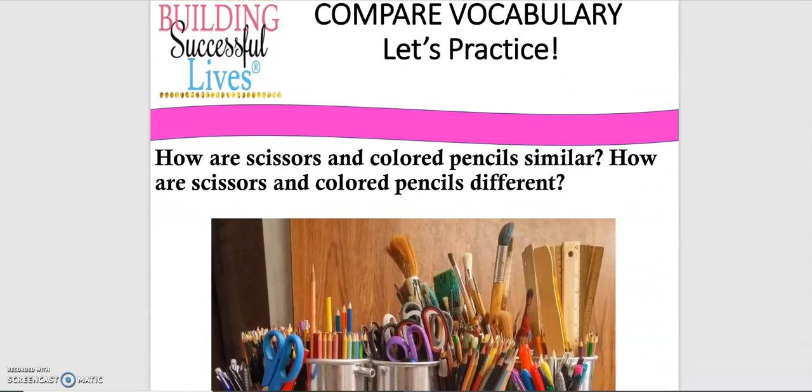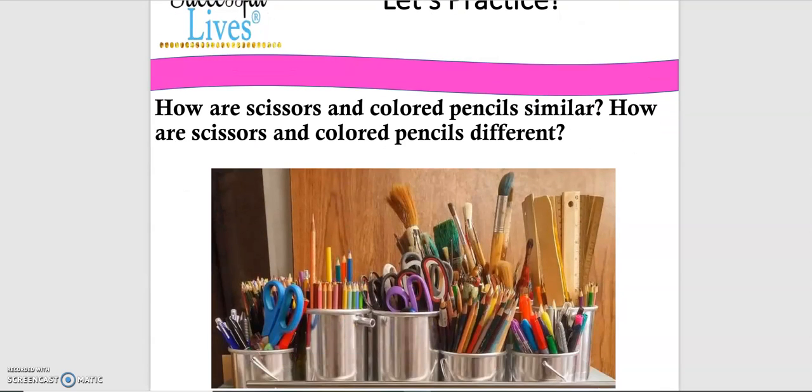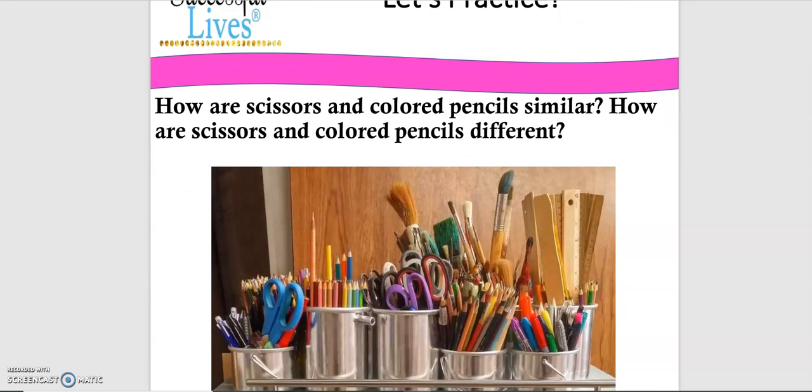How are scissors and colored pencils similar? How are scissors and colored pencils different? Look at the picture. Tell your speech-language pathologist the answer.